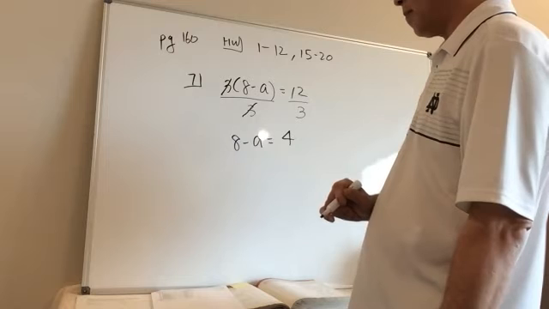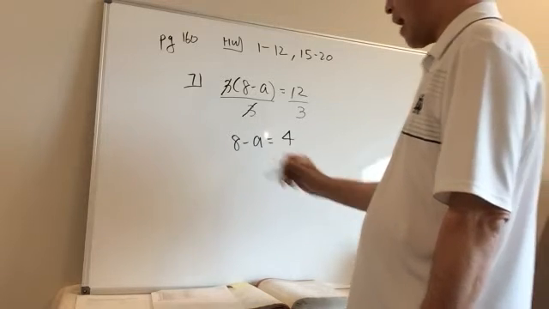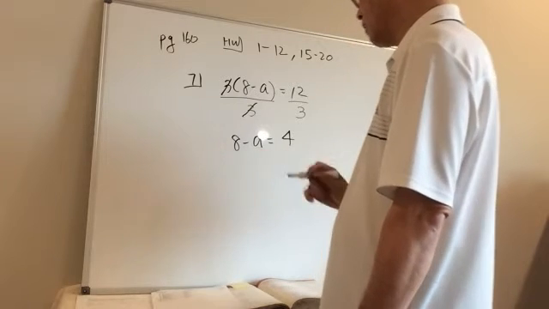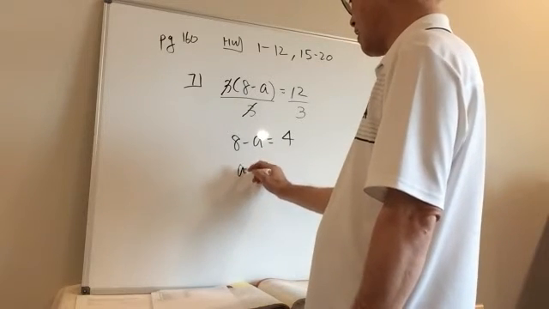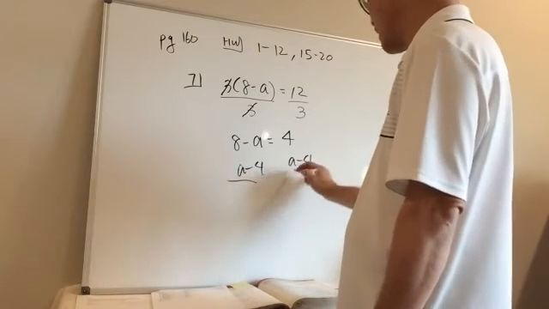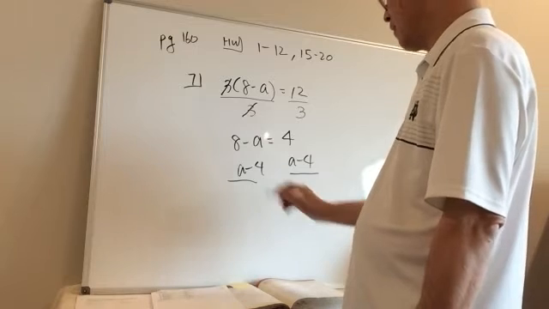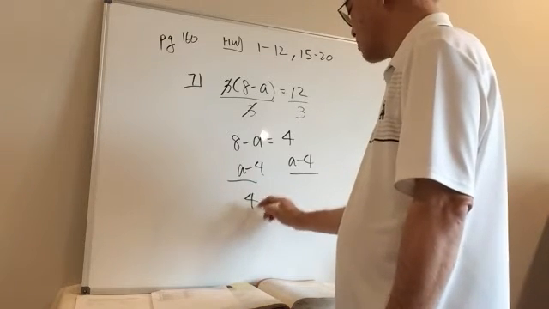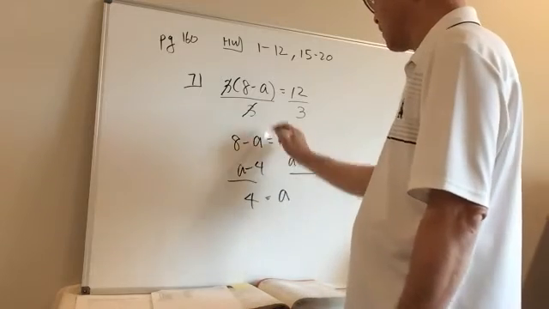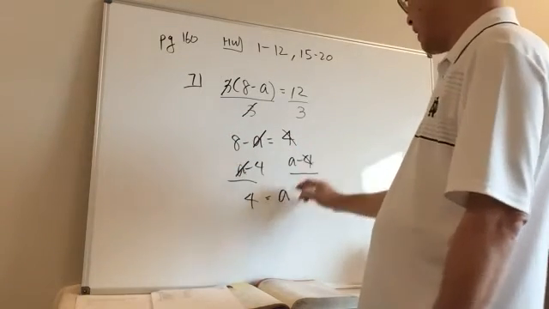Then you would add a minus 4 to each side. Okay, a minus 4. If I add them together, what do I get? You would get 4 equal a, and then you'd switch it around, because this and this cancel out. So 8 minus 4 is 4, and a is equal to 4.